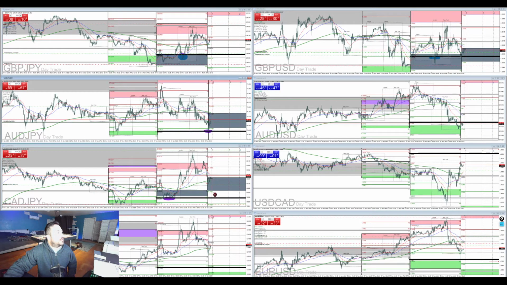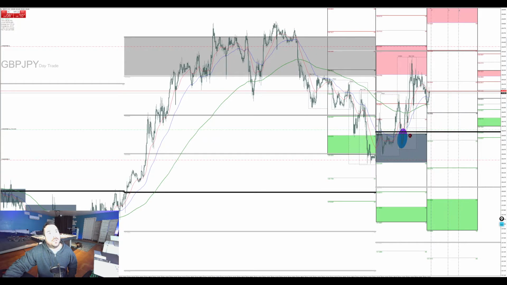And this one here, I remember I missed this one earlier today. I should have had a pending order there and I didn't. So I would have been floating profit right now on that one. This one here is a setup. In fact, I'm going to take it right here.